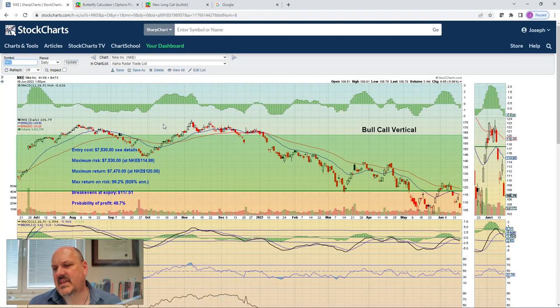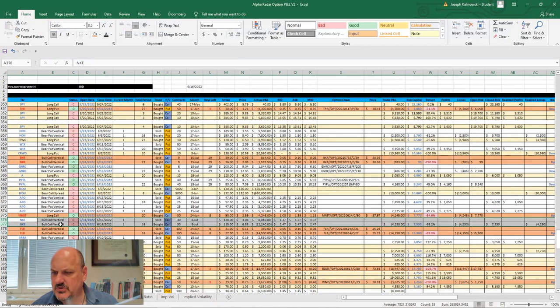All right, this is Nike. I had put this bull call vertical on it, and yeah, it's not happening. So I got out of it today for a loss. You see here on May 31st, I had sold the July 8th $120 calls for $4.04. I had bought the July 8th calls, $115 strike price, for $6.55. I unwound this vertical today. I ended up losing 56% of my money on the trade.